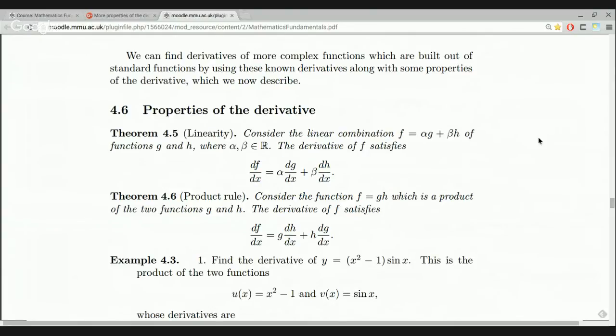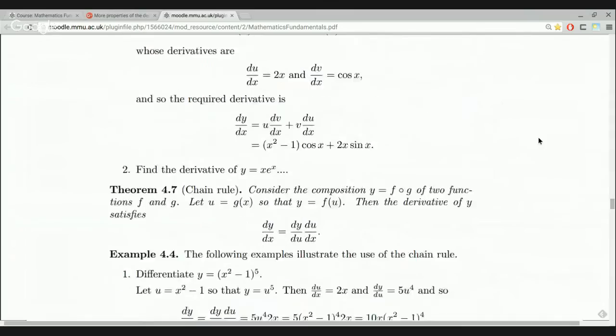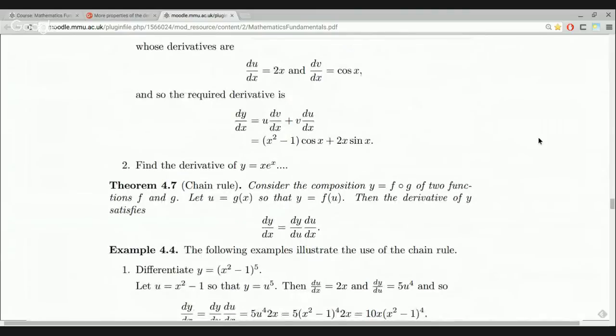We looked at proofs of the first two properties there in section 4.6. This was the linearity of the derivative. The derivative of a linear combination of functions is the corresponding linear combination of the individual derivatives. And then we also looked at the product rule, how the derivative behaves in relation to the operation of multiplying together functions. Okay. So today we're going to go on and look at a further two properties.